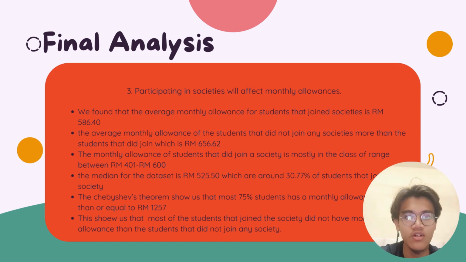The monthly allowance of students that join a society is mostly in the class range between 401 ringgit and 600 ringgit. The median for the dataset is 525 ringgit and 50 cents, which are around 30.77% of students that join the society. The Chebyshev theorem shows us that most 75% of students have a monthly allowance less than or equal to 1,257 ringgit. This shows us that most of the students that joined the society did not have more allowance than the students that did not join any society.